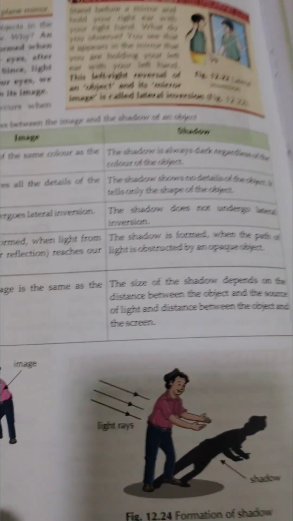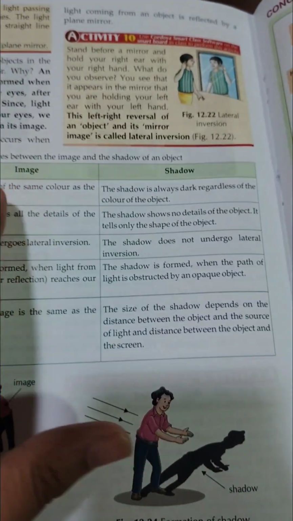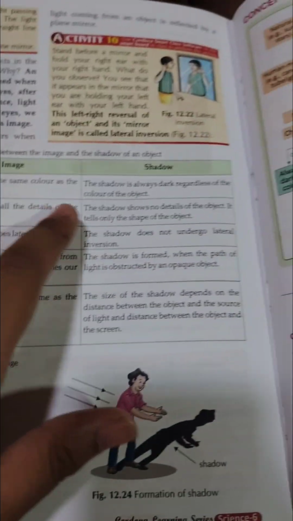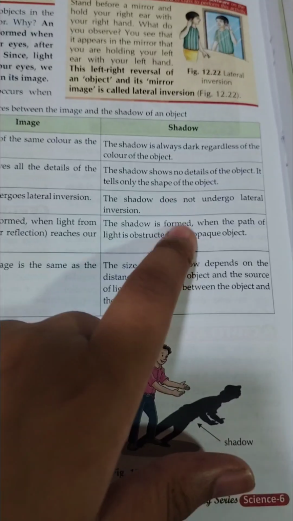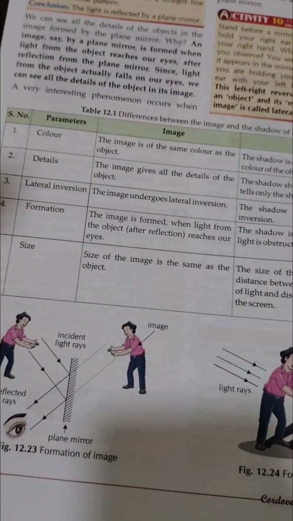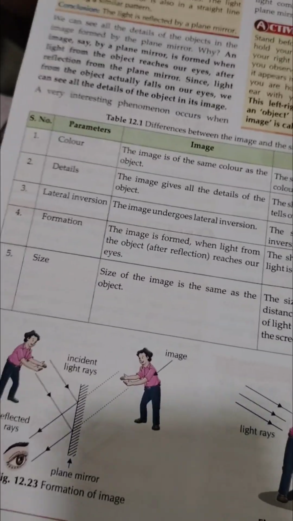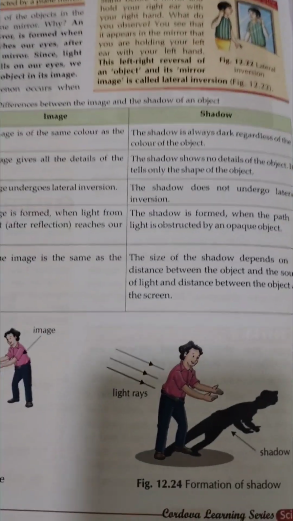Alright, these are the differences between image and shadow. What is image? What is shadow? Image is the same color, shadow is dark. Image gives details, shadow has no details. Image has lateral inversion, shadow has no lateral inversion. Lateral inversion means if you see something, it will look opposite. In the mirror, F will look opposite of F. If you try to see F or G in the mirror, it will always be opposite. Try to put this book in a mirror and it will become opposite. But shadow is always the same.